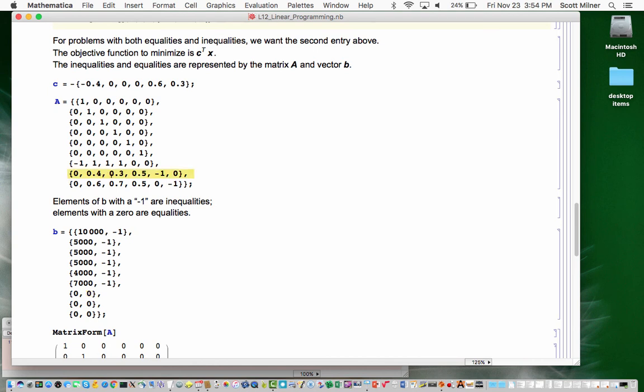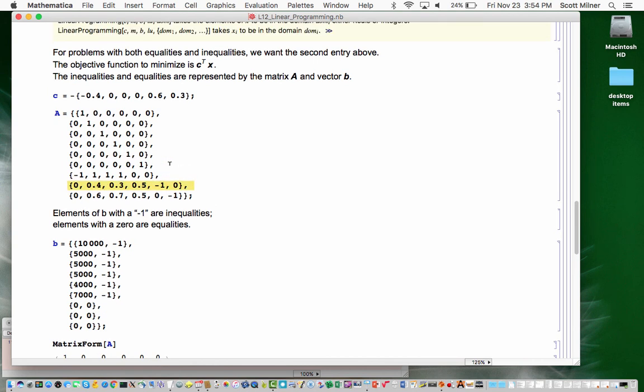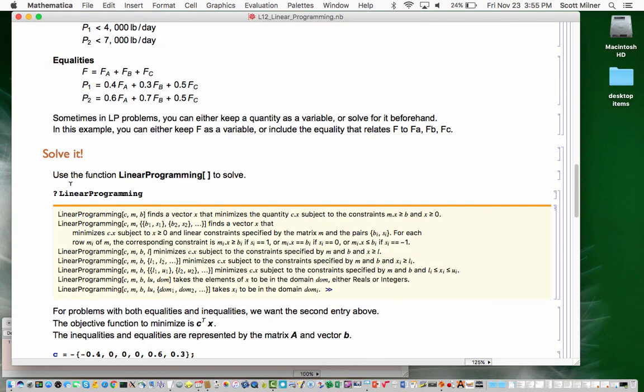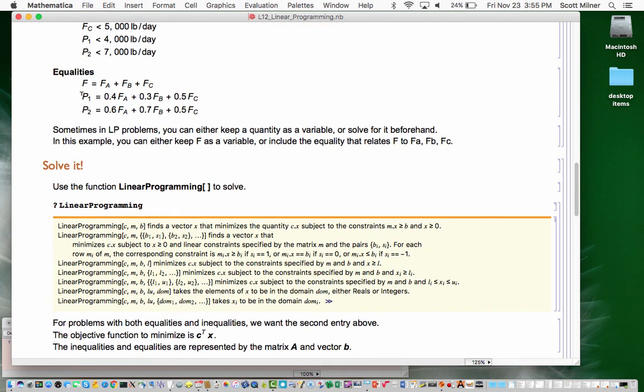This likewise is the expression for P1. So what it says is minus P1 plus 0.4 times FA plus 0.3 times FB plus 0.5 times FC strictly equals 0. That's what this has as a right-hand side. And this, as you can see, is what you get if you rearrange this equation to make it 0 equals this stuff here minus the P1.